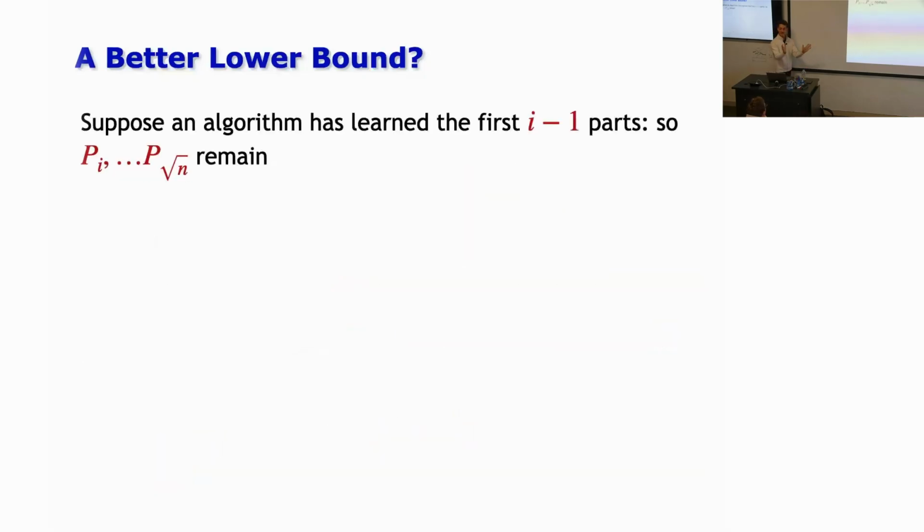Let's suppose that you have an algorithm which is trying to find a basis of this instance. You have your square root n parts. Each part is of size square root n. Your budgets have the staircase 1 to 2 to 3 to 4 all the way up to square root n. Let's imagine that you have an algorithm which has learned the first i-1 parts, and so you only have parts p_i through p_square root n remaining.